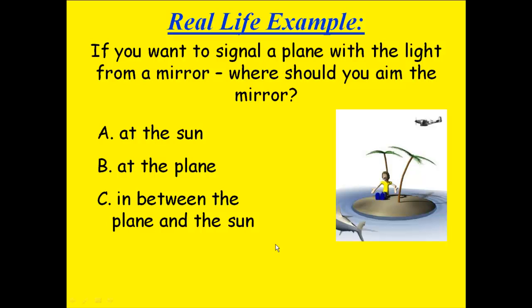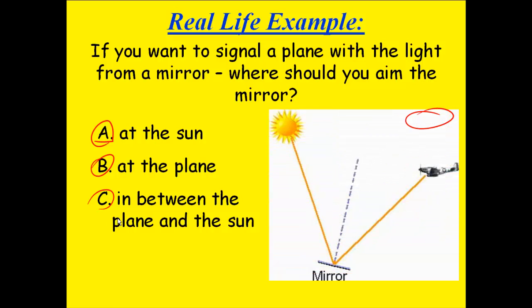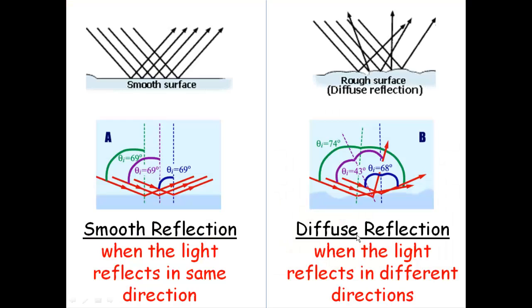If you want to signal a plane with the light from a mirror, where should you aim the mirror? So we have our plane up here, we have our guy, right? He's got a mirror. We want to signal the plane. Are you going to angle it or aim it at the sun, at the plane, or somewhere in between? Well, I hope you would say in between, because if you want, right, there's our normal. If you want that light to hit, that normal has to bisect the number of degrees from the sun to the plane.